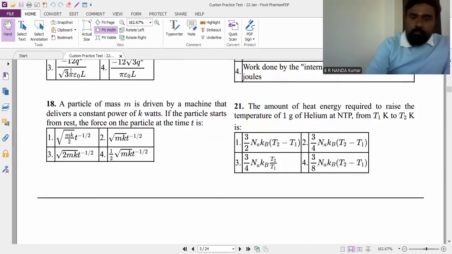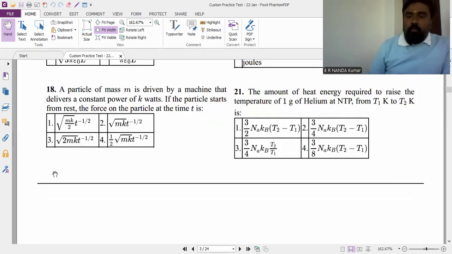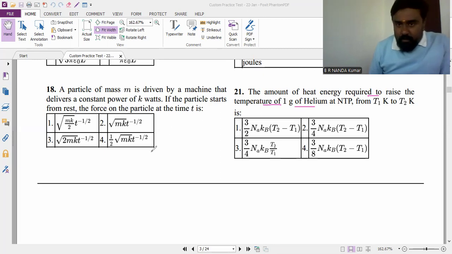So next question number 21. The amount of heat energy required to raise the temperature of 1 gram of helium at NTP from T1 to T2. So we have to calculate the heat required. So Q is equal to n into Cv into delta T. So this is the formula.